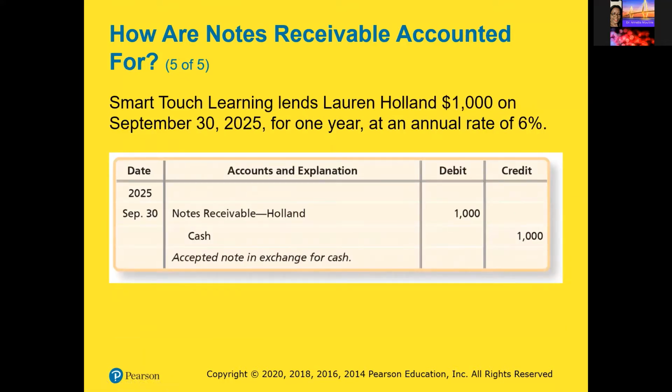Here in this example, Smart Touch Learning loaned $1,000 to Lauren Holland for 1 year at 6% annual interest. Smart Touch Learning records a debit to notes receivable and a credit to cash for the $1,000. Notice here that interest is recorded only after time has passed. So in this case, no time has passed, so there's no interest yet to be recorded. Remember that all interest rates are always stated as annual rates.